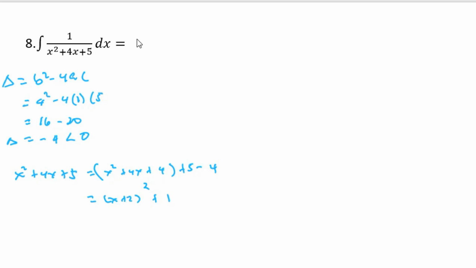So in that case, I can rewrite our given as 1 over x plus 2 squared plus 1 dx. So using the formula that I have shown earlier in our discussion, our m is equal to 1, n is equal to 2, and r is equal to 1.